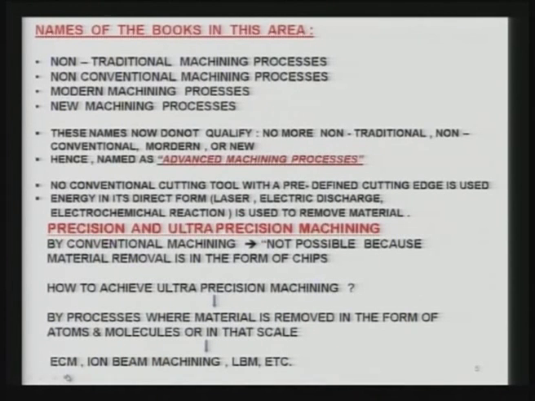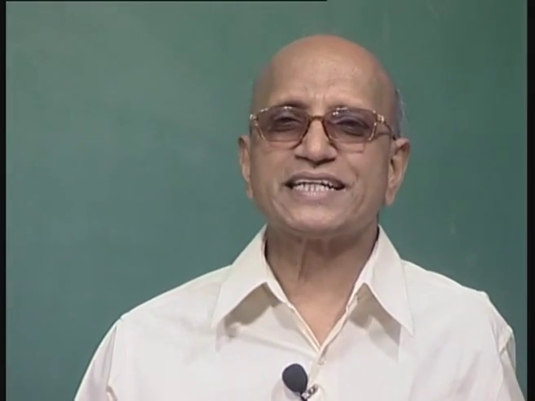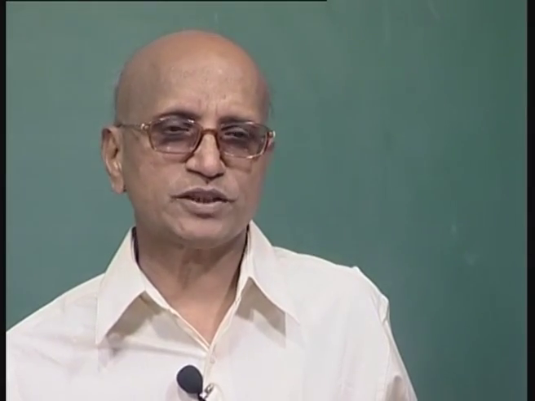Precision and ultra precision machining. By conventional machining methods, it is not possible to achieve precision and ultra precision machining, because material removal is in the form of chips, and normally the chip size is quite large. However, with present day technology developments, you can achieve microchips also, but these conventional machining methods have their constraints, limitations, specifically of the shape and size, which I will discuss in different lectures.